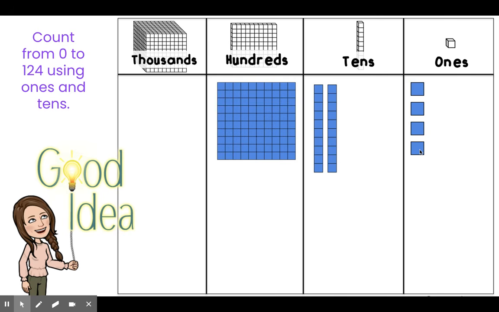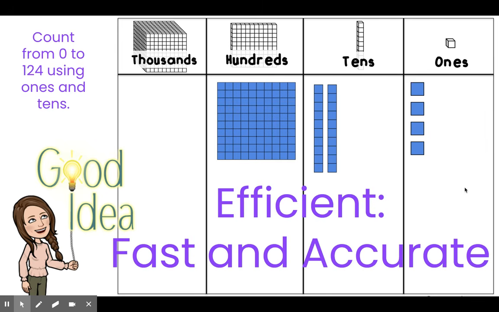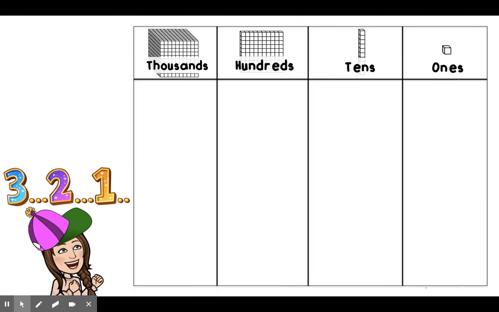124. Wow! Using hundreds, tens, and ones was much more efficient. Do you remember what efficient means? It means fast and accurate. We did it much more quickly, and we still got the same results, 124.